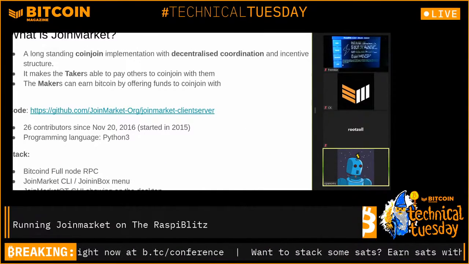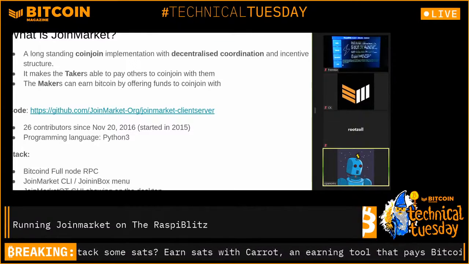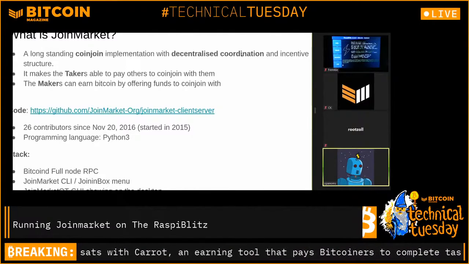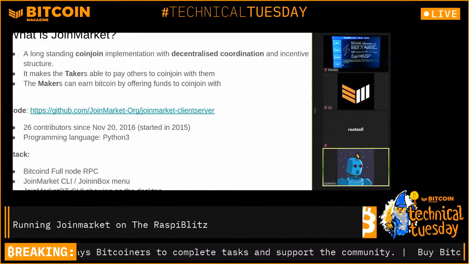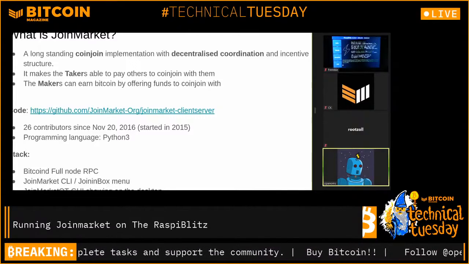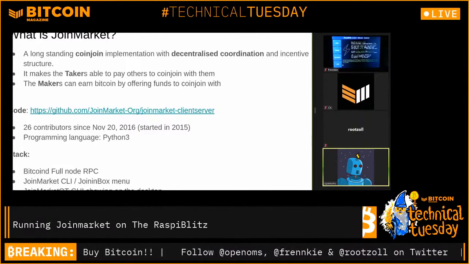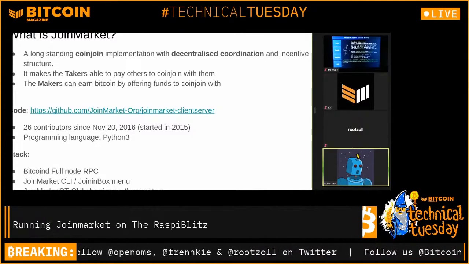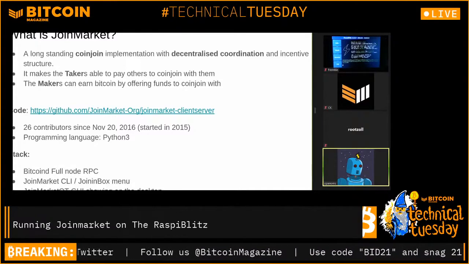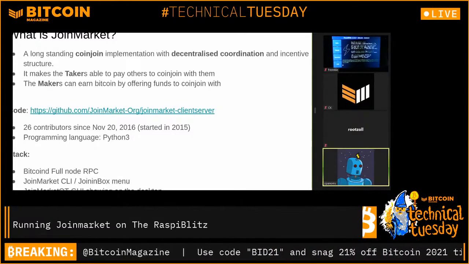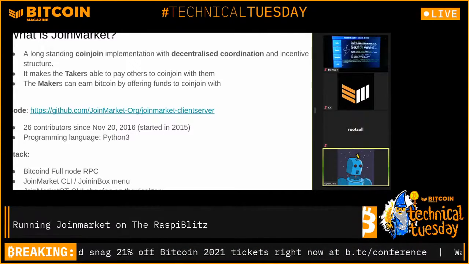So I'd like to start with just a couple of words about JoinMarket. First of all, it is the longest standing CoinJoin implementation with decentralized coordination and incentive structure. And a couple of words on what CoinJoin is: specifically equal output CoinJoins, which is what we mean when we say CoinJoin. It is a privacy technology of transactions coordinated between multiple participants to join their coins together so that there will be no clear connection between inputs and outputs.